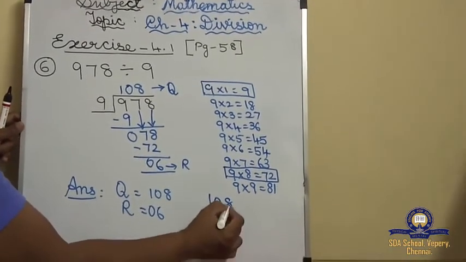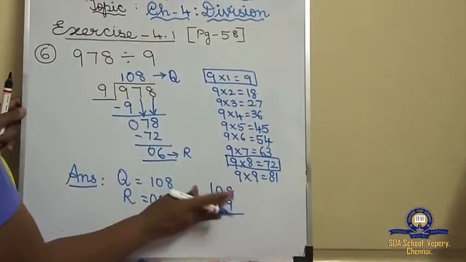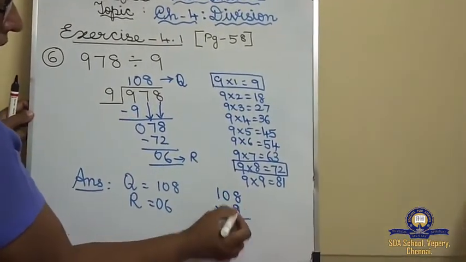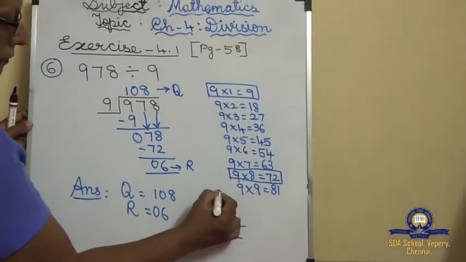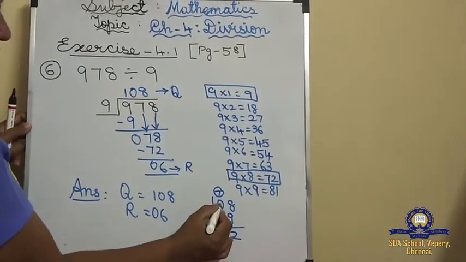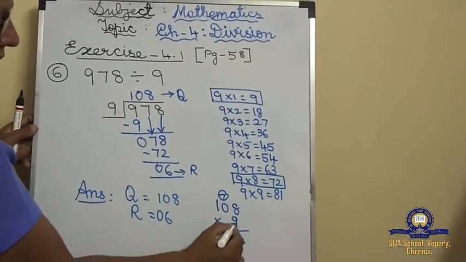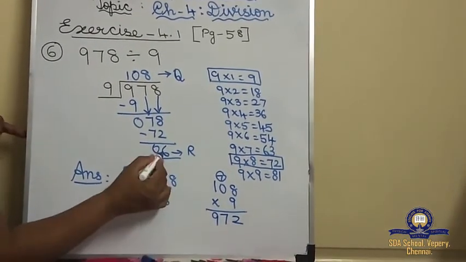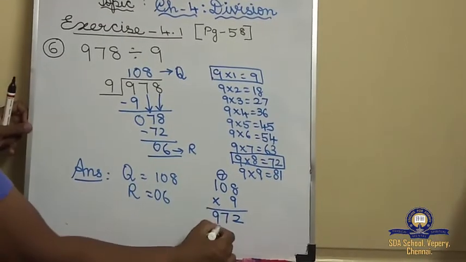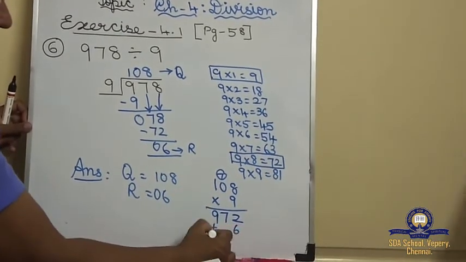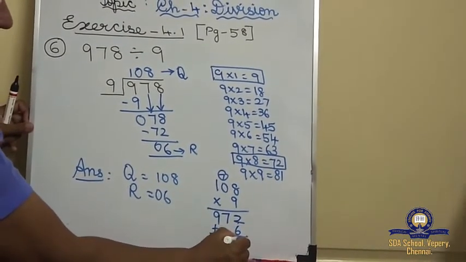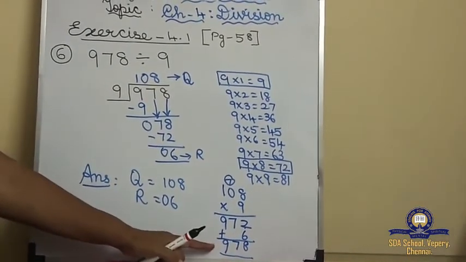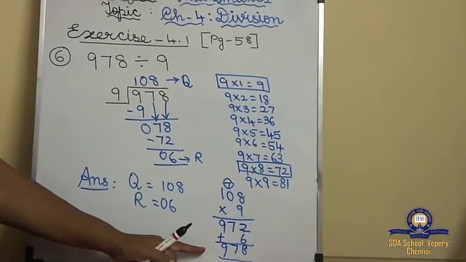What answer? 972. See, 9 0s are 0 and 9 1s are 9. See, 972 we got. You have to add the 6 also. We have to add this 6. If you add the 6, what did we get? 6 plus 2, 8, 7, 9. The answer is correct, children. See. Okay.